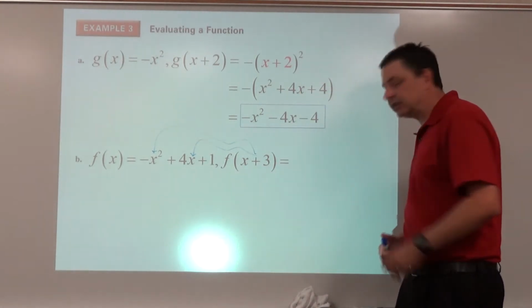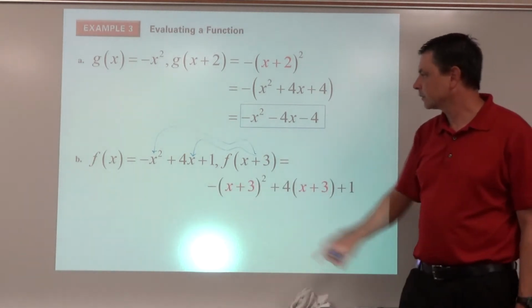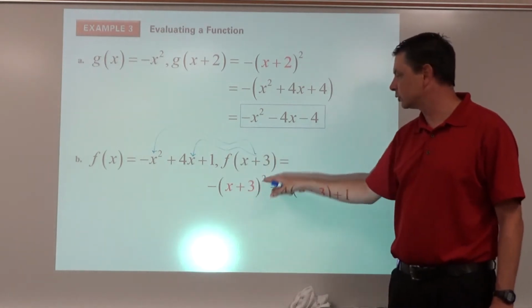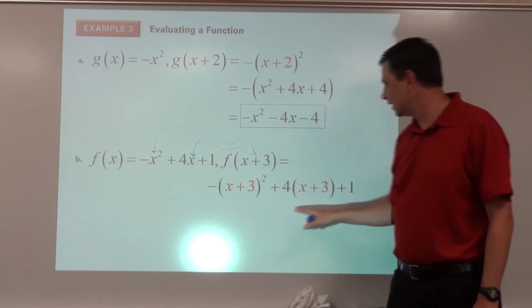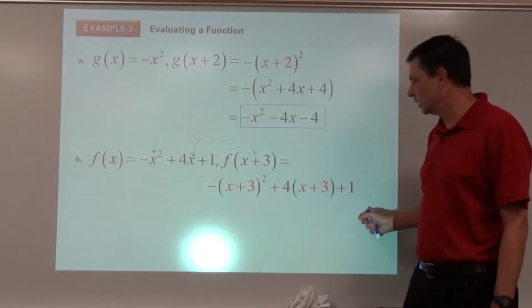So we begin with the substitution step. So negative, parentheses, replace the x with x plus 3. It does get squared, plus 4. Then we replace the x with parentheses x plus 3, and then finish with the plus 1.